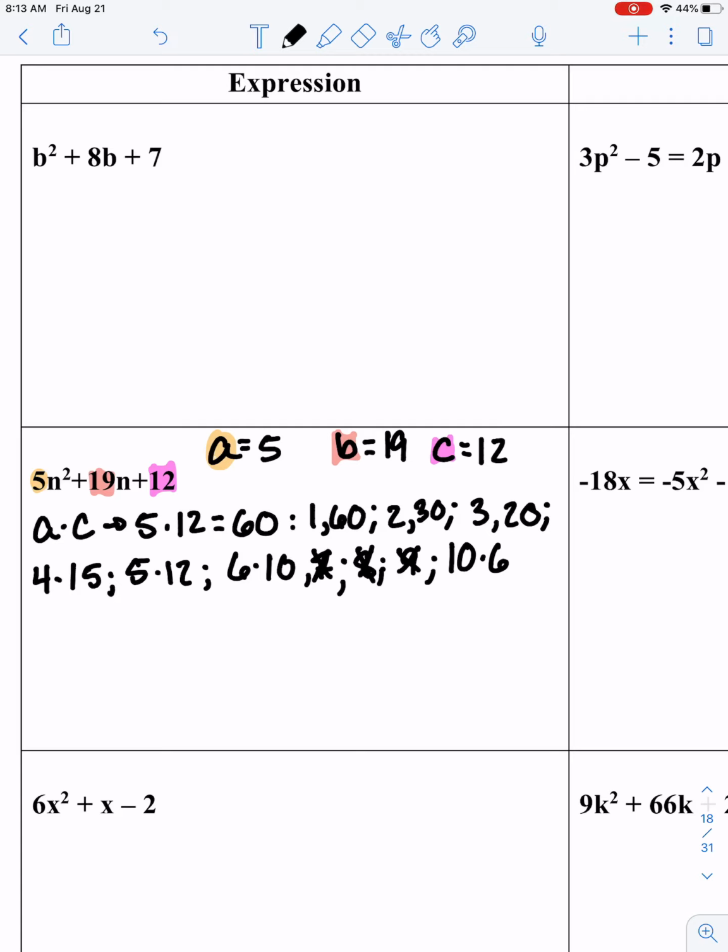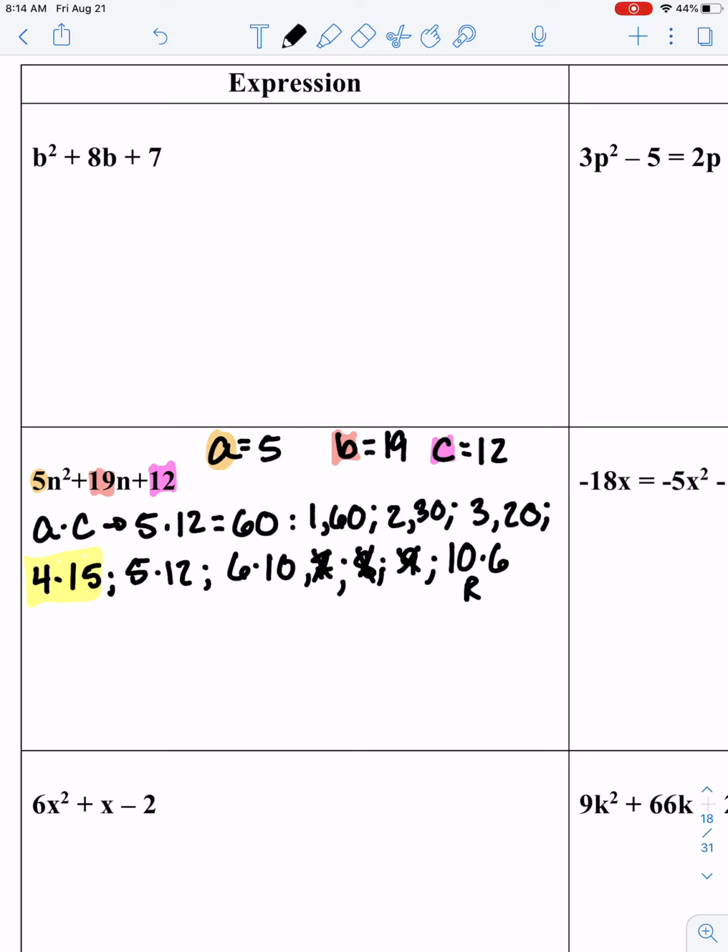Well, 1 and 60 is 61. 2 plus 30 is 32. 3 plus 20 is 23. 4 plus 15 is 19, so this works. 5 and 12 is 17. 6 plus 10 is 16. 10 plus 6 is 16. And again, it was repetitive, so I'll just mark it with an R. So I'm going to now have 4, 15.